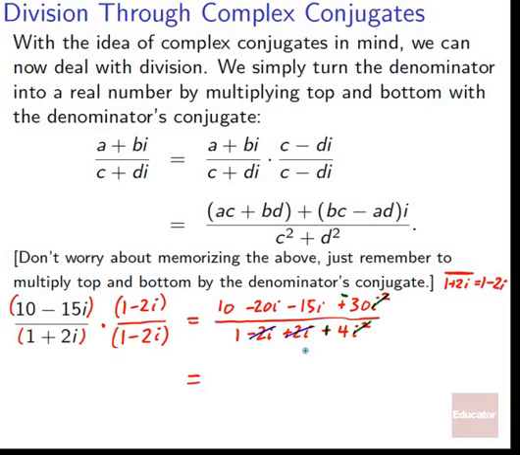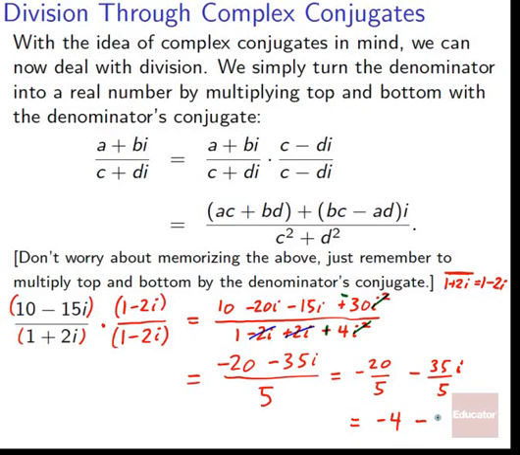What's this become next? We combine things. 10 minus 30, our real parts on the top, becomes negative 20. Minus 20i minus 15i becomes minus 35i. What's on the bottom? 1 plus 4 is 5. So we can divide negative 20 over 5, minus 35i over 5. So that gets us negative 4 minus 7i. Great.